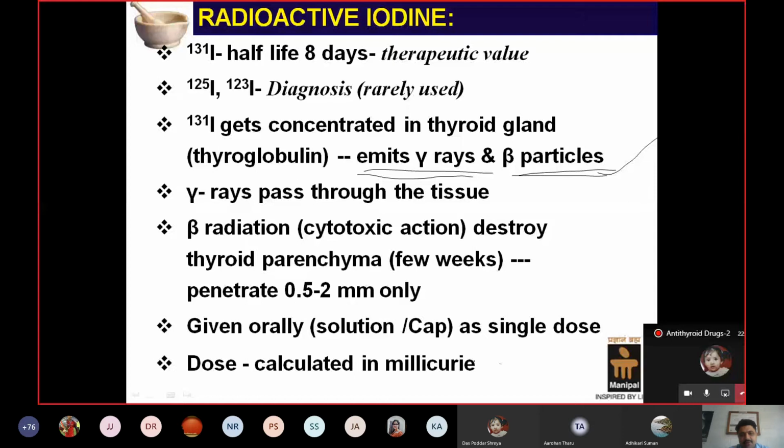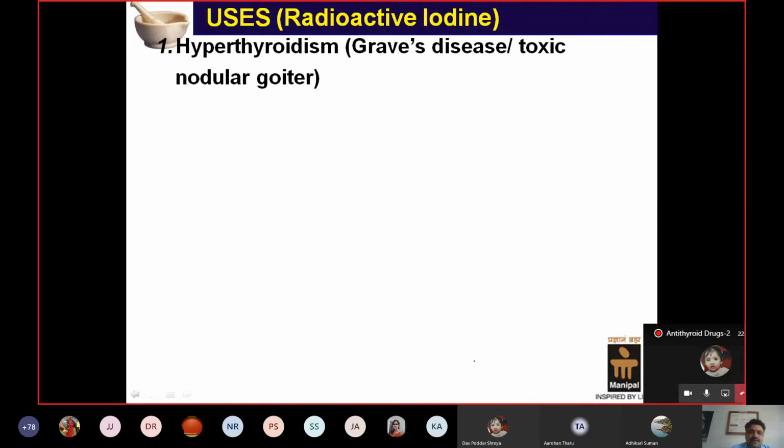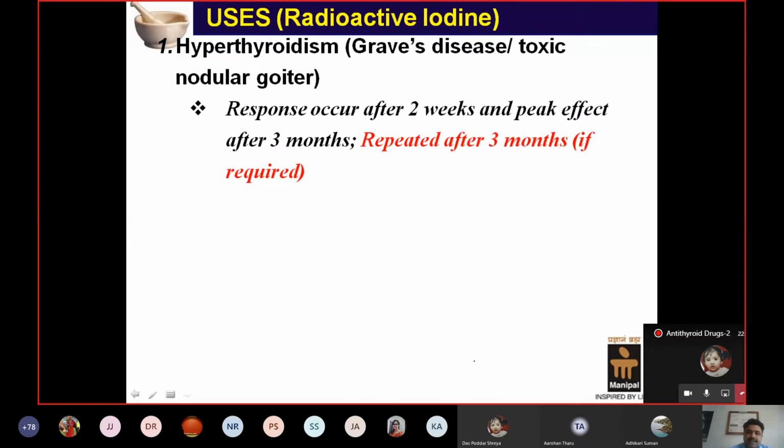Do you have any question on what we have discussed till now regarding the medicine, its action? No, sir. Okay, then I will proceed. So uses of radioactive iodine. Radioactive iodine is used in hyperthyroidism, in Graves' disease and toxic nodular goiter. Generally the response occurs after 2 weeks, and the maximum effect is seen only after 3 months. So you have to wait for 3 months to see its maximum action.